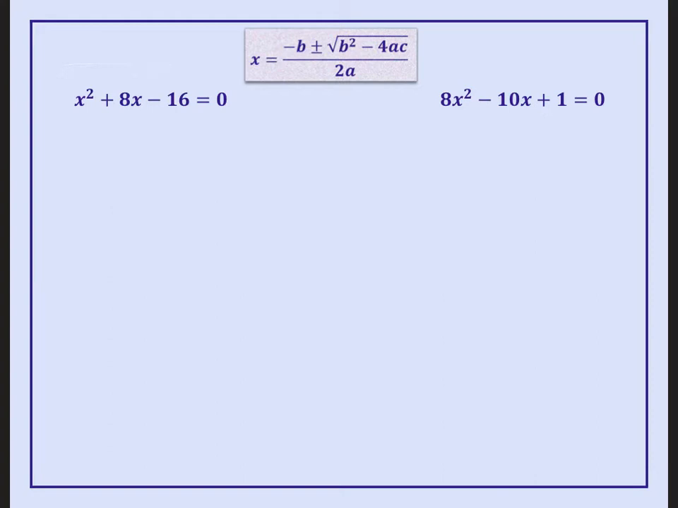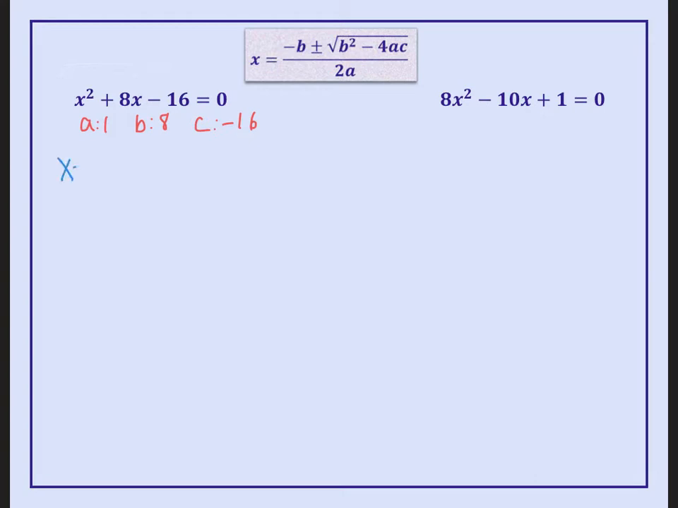Now we can have real solutions or we can have complex numbers, which are imaginary solutions. So first of all, we're going to label our A, our B, and our C. So A is 1, B is 8, and C is negative 16. Now I'm going to go to the quadratic formula, and everywhere I have a variable, I'm going to plug in the number with parentheses. So I can find up to my two solutions.